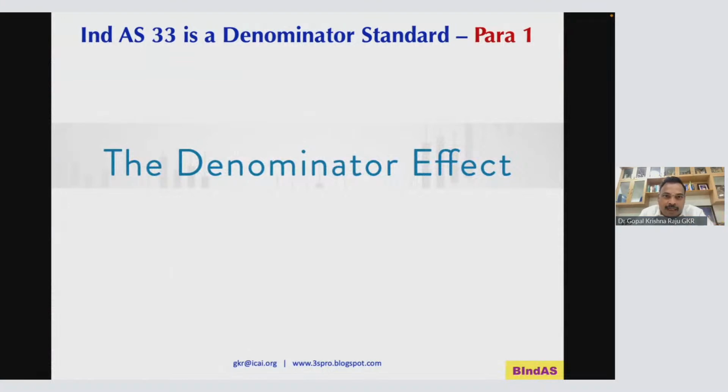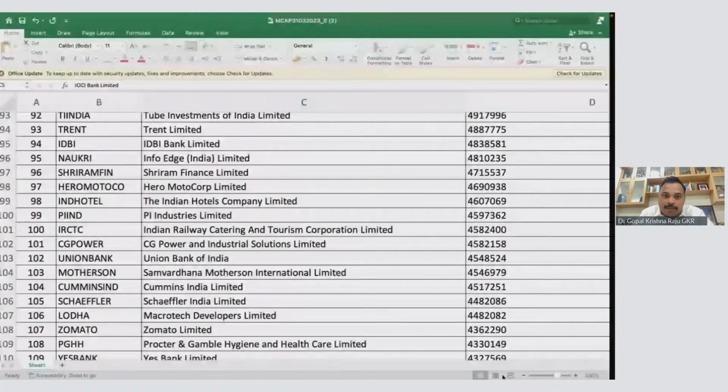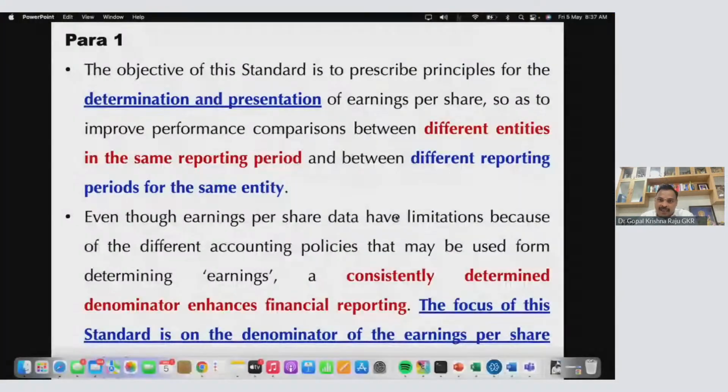Look at this paragraph. Even though EPS data have limitations because of different accounting policies, to bring a common method of doing this arithmetic. So earnings per share is a ratio. There's no accounting here. Where is accounting? So you cannot say you measure it and recognize it. Nothing. It is analysis of financial statements. EPS is a standard which is analysis of financial statements.